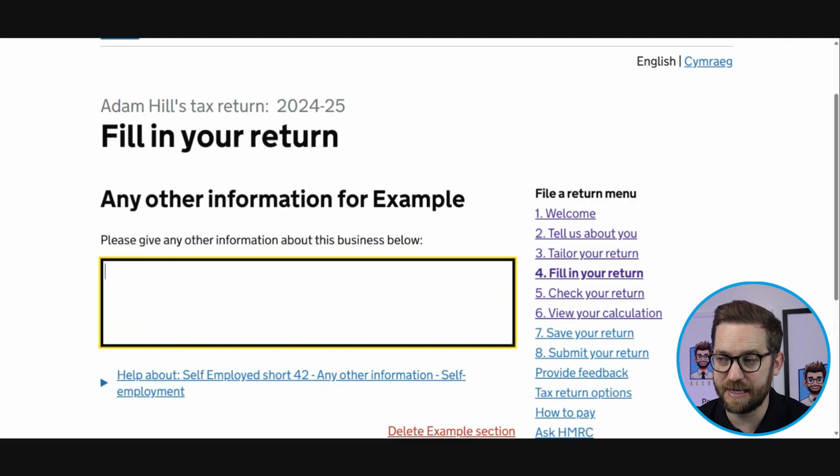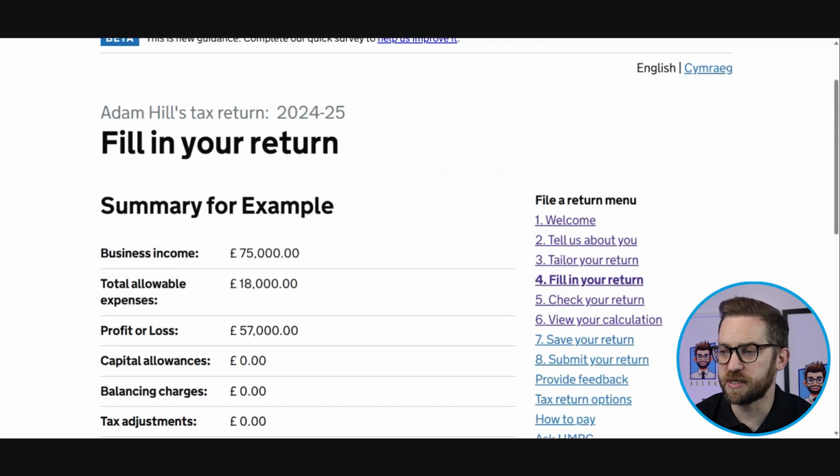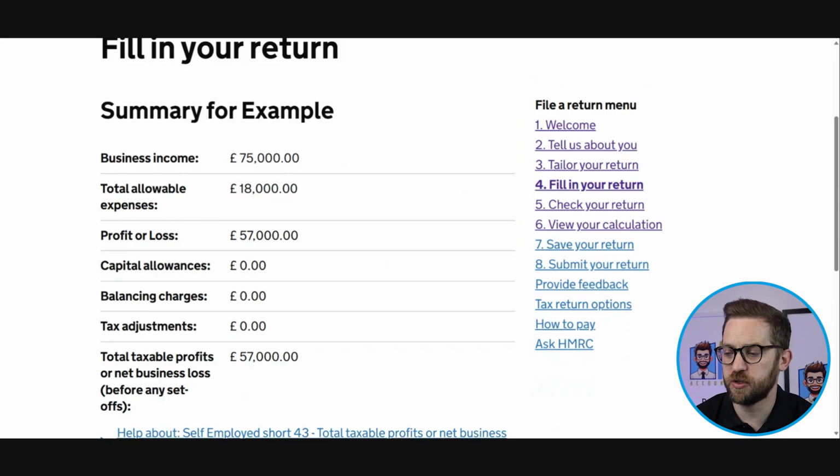This wouldn't be the right place. It's only information that would be useful regarding my self-employment. And I'll save and continue. I've then got my summary for my self-employment, so just check that everything looks in order. £75,000 of income, £18,000 of expenses, leaving me with a taxable profit of £57,000.